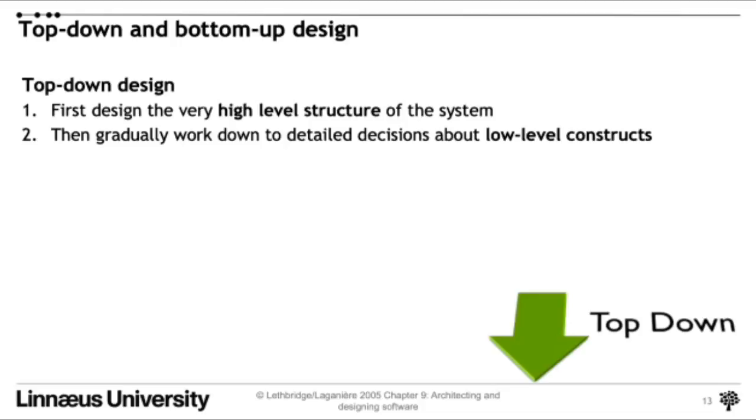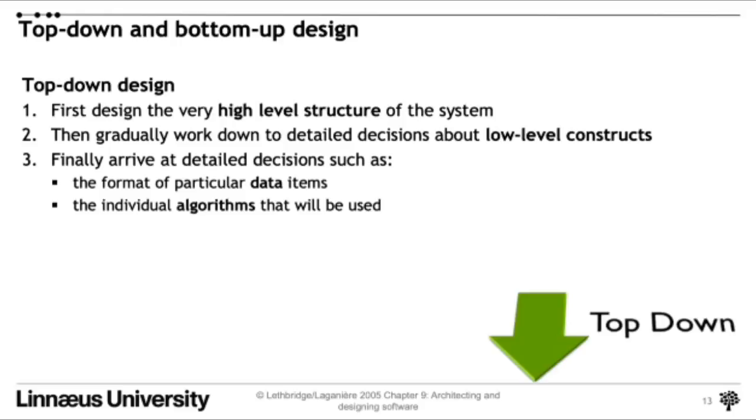Just as we did in the previous slide, we started with an architectural choice. Should we go for a monolithic or a client-server architecture? And then once we made our choice, we went down to the low-level constructs. Then finally we arrive at the detailed decisions, such as what the format of particular data items is, and what individual algorithm will be used. But these are really the last choices that you have to make. Okay, start from the structure, which is very important, and then go down to the bottom.